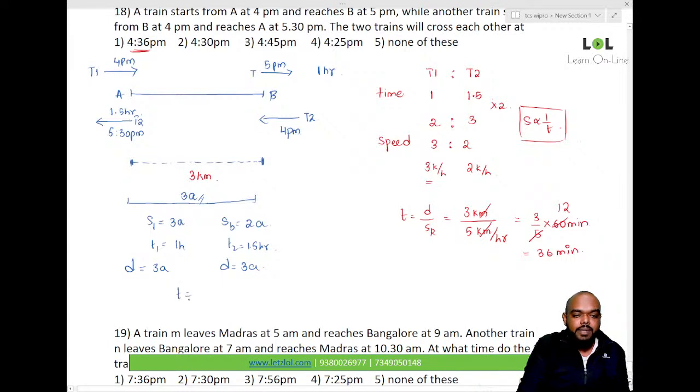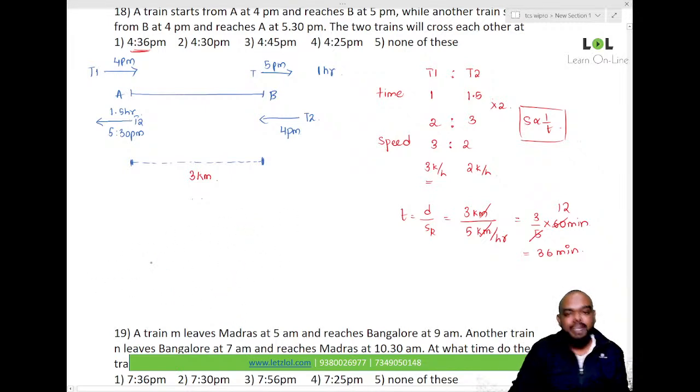You need a time. Distance by speed. Distance is 3a divided by speed. Speed is what? 3a plus 2a, 5a. Again, you will get the same thing. So rather than taking the variable, just to make it easier, I'm considering the number. Am I clear, Sangram? Did you understand this? Yes? Okay. So let us not complicate with this. I'm removing this part.